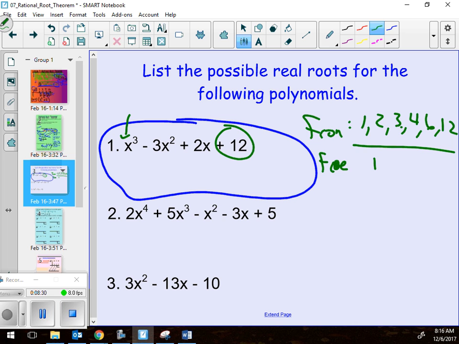Okay, so then when I divide all of those by 1, they're just the same thing as they were. So I put 1, 2, 3, 4, 6, and 12. And it's plus and minus of all of those. All right, cool. That's how you find the possibles. Did you catch what I just did there?